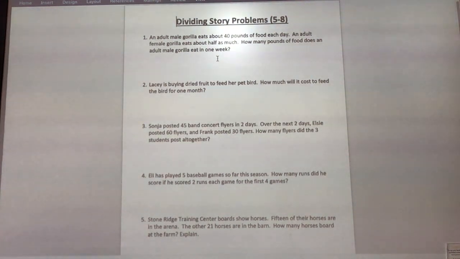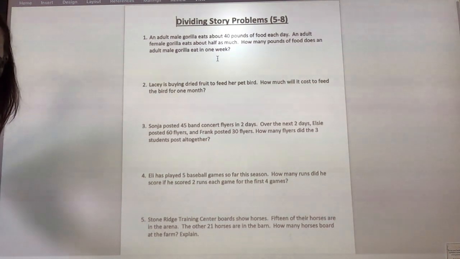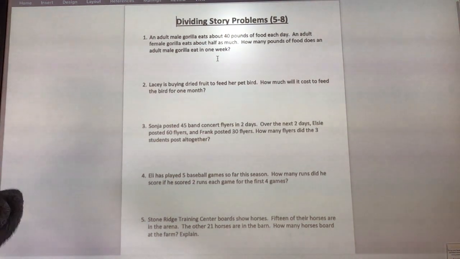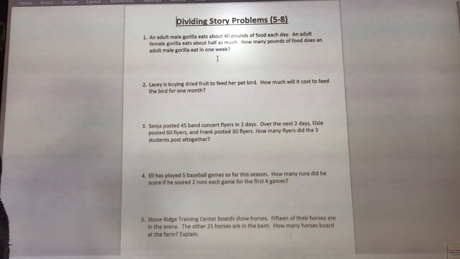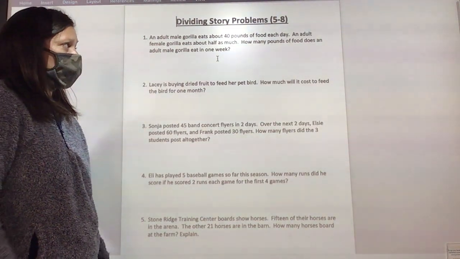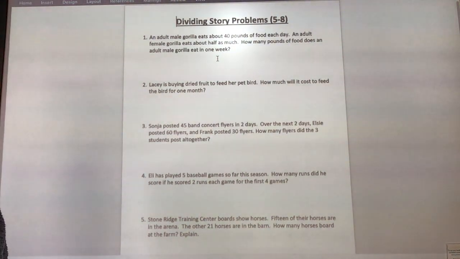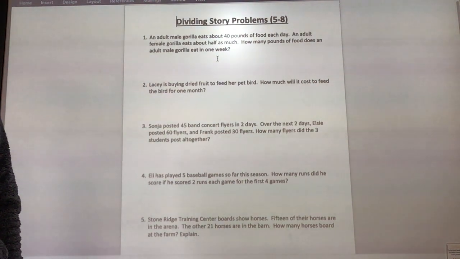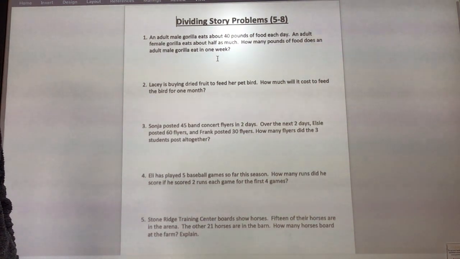Let's go over this one. So my underlining, what are some important information that we should underline on this problem? Ben? Pounds. Well, specifically though, we need to know how many pounds, right? 40 pounds. So 40 pounds of food each day you should underline? Yep. What are some things you think you should circle? Some math words here that would help us. Alyssa? Pounds. Pounds, good. So we know what kind of unit that we're working with. What else, Aiden? Each day I would circle.